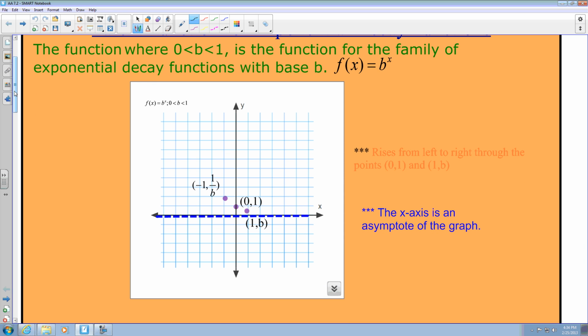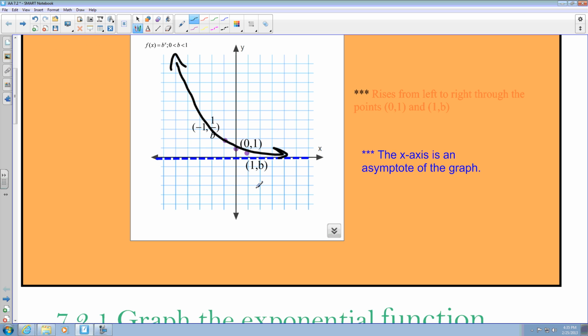And we're going to get a graph that looks something kind of like this, where, again, the asymptote is still the x-axis. The domain for this particular function is x is all real numbers, and the range is y still needs to be greater than 0.